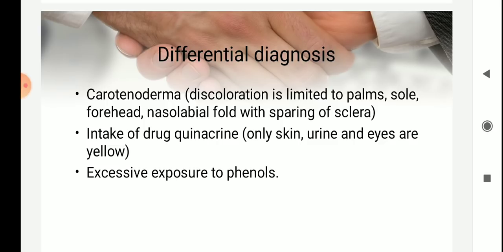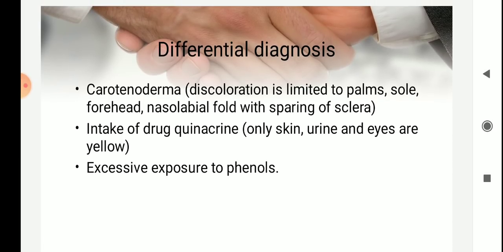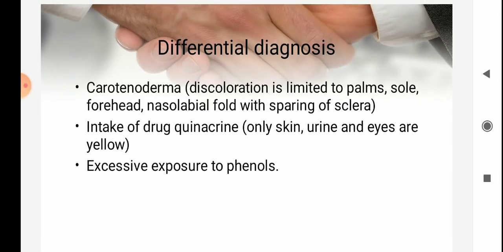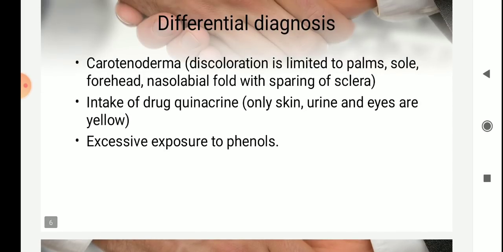What's the differential diagnosis? Carotenoderma, that's a different one. Then intake of the drug quinacrine. What happens in carotenoderma? There is discoloration limited to palm, sole, forehead, nasolabial fold, with sparing of the sclera. So there won't be yellowish discoloration in the sclera, unlike in hepatic jaundice. Another differential is excessive exposure to phenols. So this is a viva question for you: what could be the differential diagnosis of jaundice?